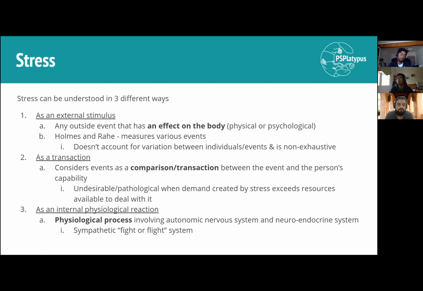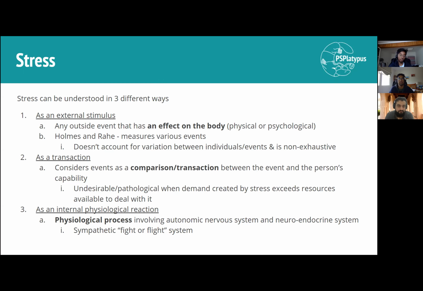But first of all, stress. So stress can be understood in 3 different ways: as an external stimulus, as a transaction, or an internal physiological reaction. So an external stimulus, the way that works is we're thinking of it as something that has an effect, a physiological or a physical effect. And we're going to describe these events based on the severity of these effects.